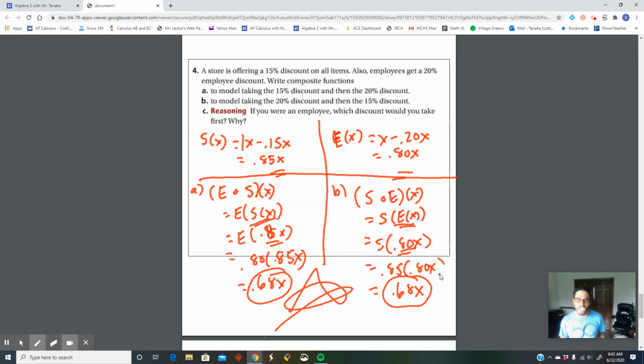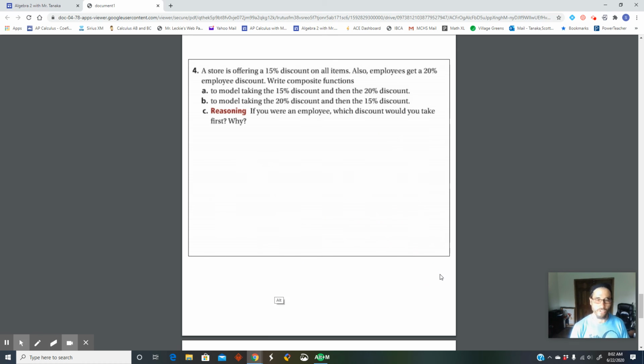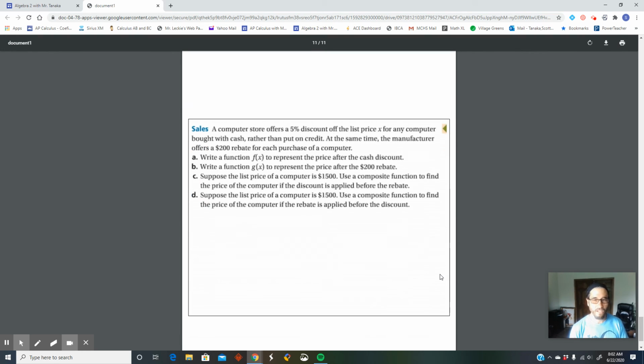Trick question. If I'm an employee there and they're both percentage discounts, and it's not like you're taking $5 off like that pizza problem, hey, it's going to end up being all the same in the end. How about that? I don't know about you, but that is pretty darn interesting. Okay, last one of the day.